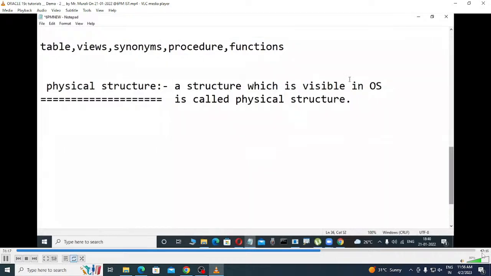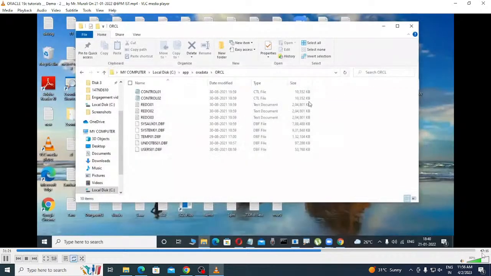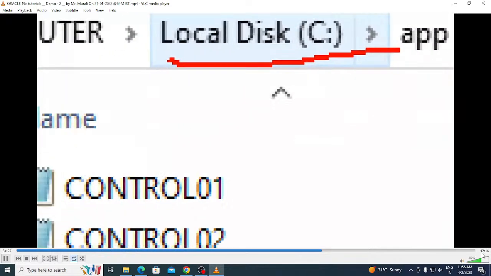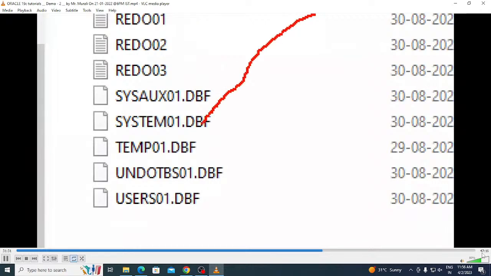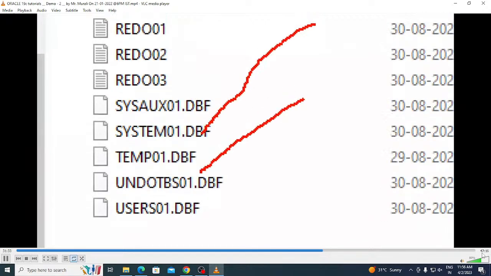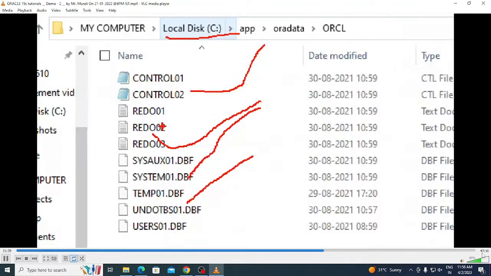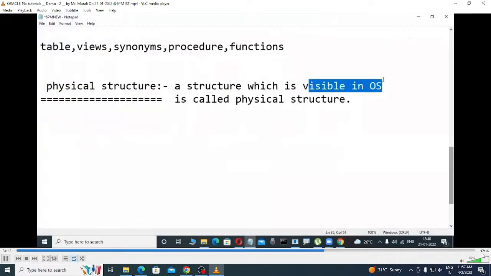Observe here, whenever I install the Oracle software, for example, automatically some files are created on the disk, in the C drive, D drive. These are data files, .dbf files. You don't have an idea about this now, later you will be familiar. Here there are control files and redo log files. That's why it is a structure which is visible in the operating system, files that are visible. That is called physical structure.